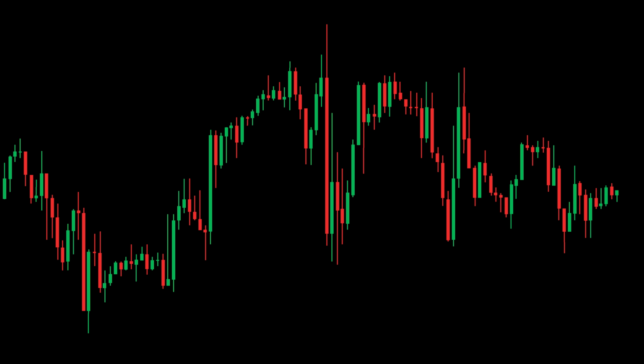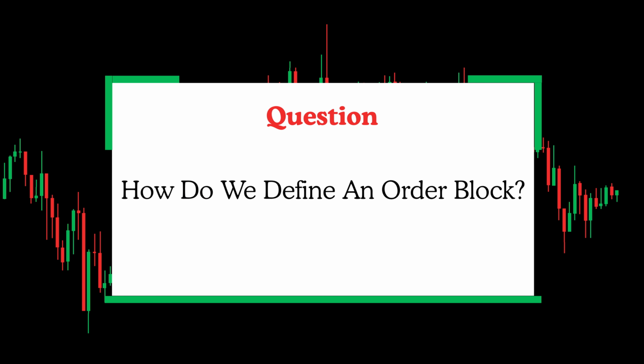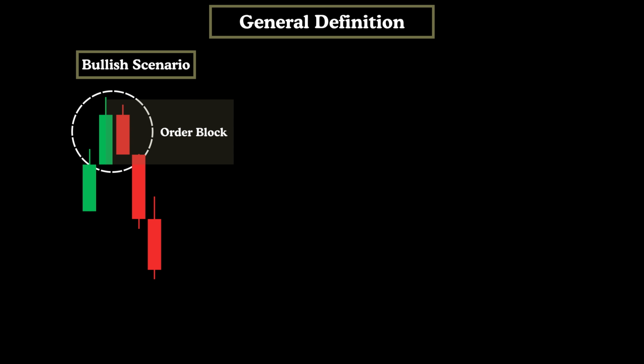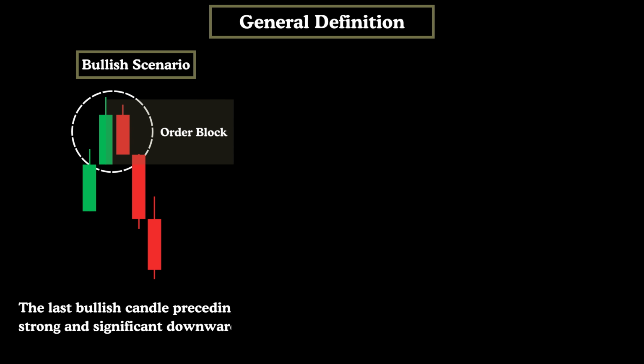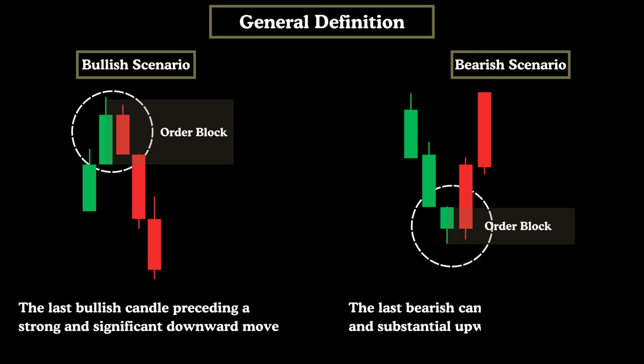Welcome back, traders. Let's get started by diving deep into the details of order blocks and how we define an order block. In a bearish scenario, an order block refers to the zone of the last bullish candle preceding a strong and significant downward move that produces a valid break of structure. Likewise, in a bullish scenario, it denotes the area of the last bearish candle before a sharp and substantial upward move that creates a valid bullish break of structure.